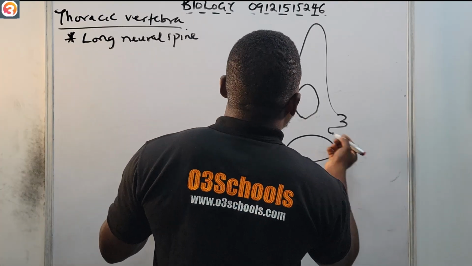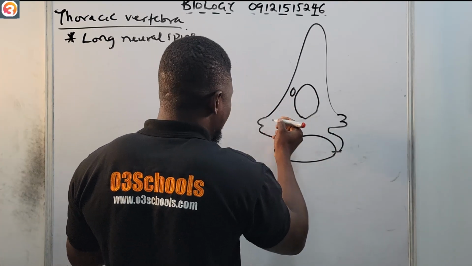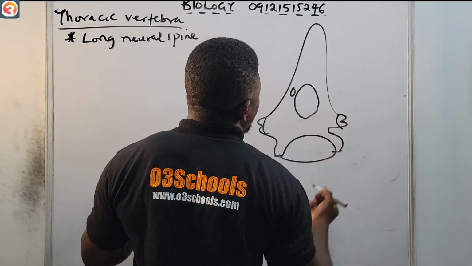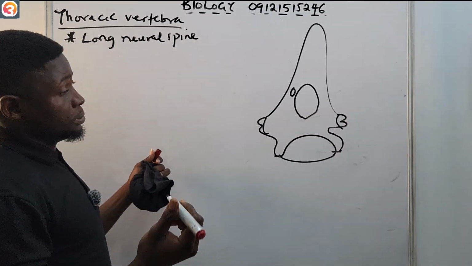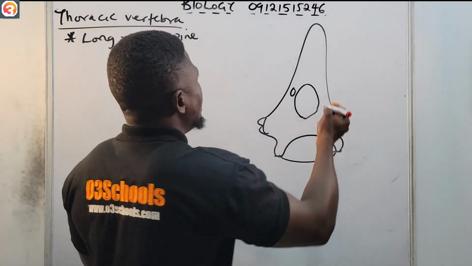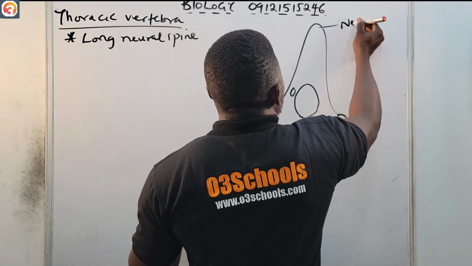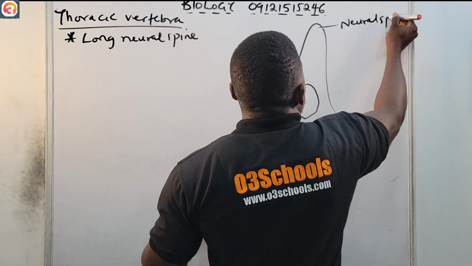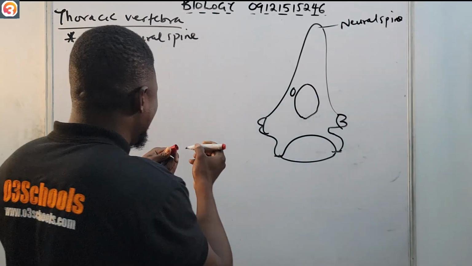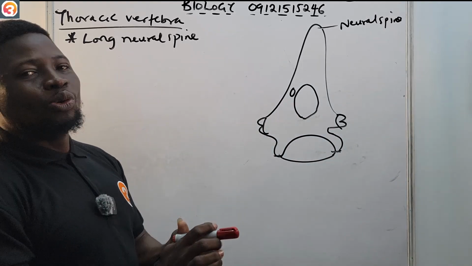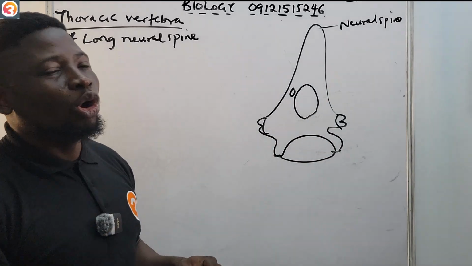Then we have this part here, something like this. Manage it, it's your own. So here we have our neural spine. That's why we say it is characterized by a long neural spine.